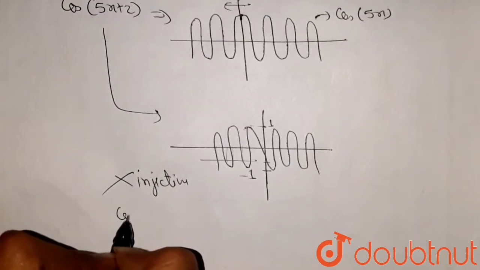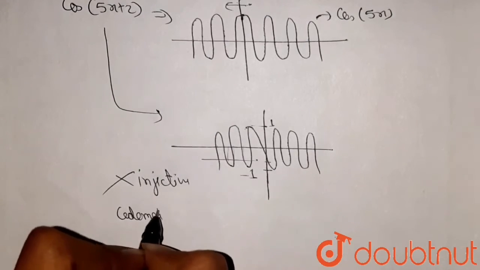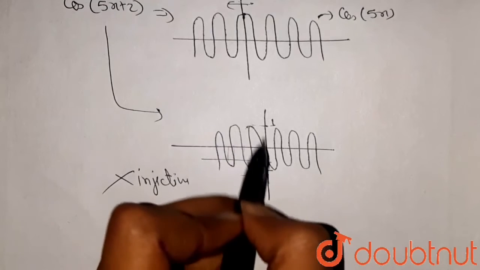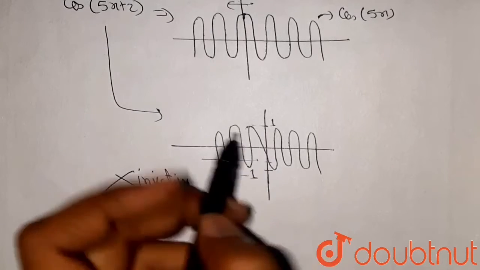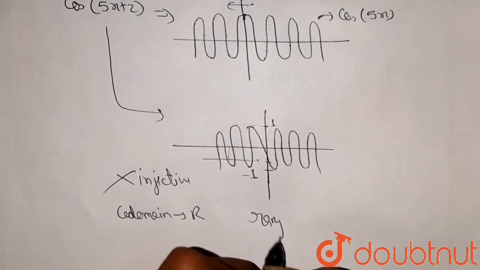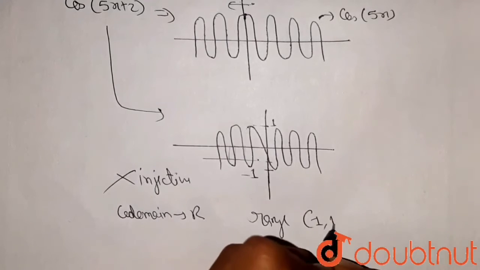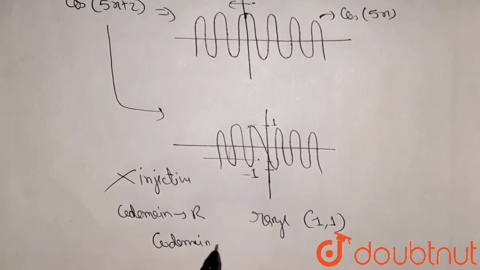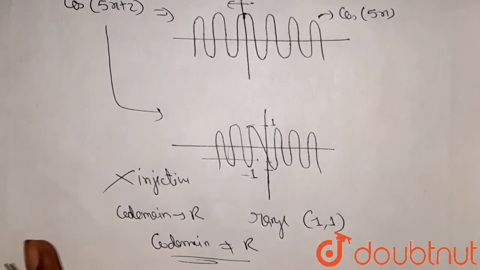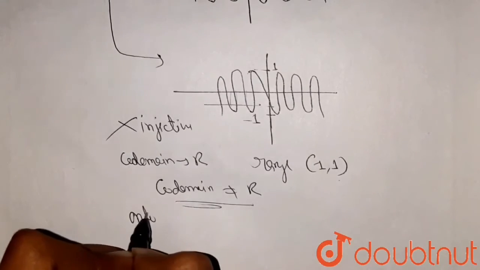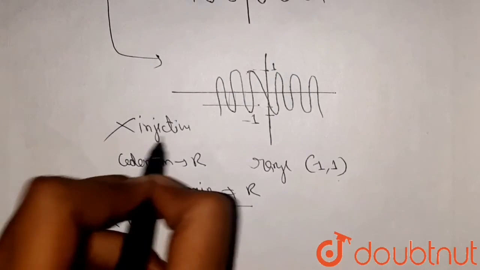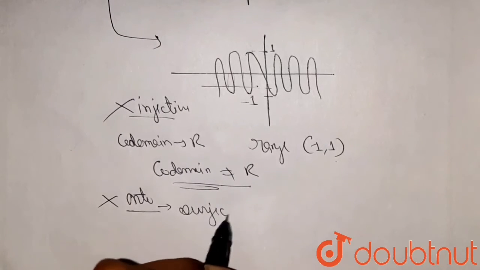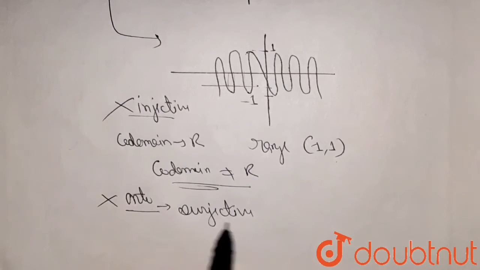Also, the codomain given to us in the question was R, right? But here we can see that our function is basically fluctuating in between minus 1 to 1 only, right? So the range of our function is basically from minus 1 to 1. So since codomain is not equal to range, our function is not onto, right? So our function is neither injective nor onto. Onto means basically surjective, right? So our function is neither injective nor surjective.